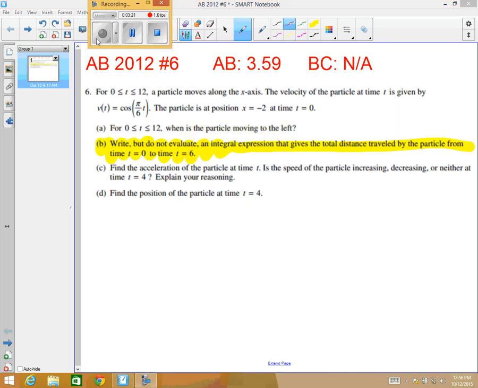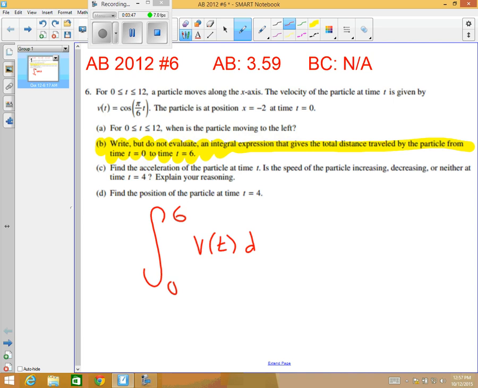Part B is asking us to write, but not evaluate, an integral expression that gives the total distance traveled by the particle from 0 to 6. So hopefully we've got something like a 0 to a 6. Total distance traveled means, what do we take the antiderivative of to get distance? Velocity. If we stop here though, we're not going to get the point. That right there told us our total displacement. We don't care how far we're displaced. Maybe we went 5 miles down the road, came 5 miles back. Our displacement is 0, but our total distance traveled would be 10 miles.